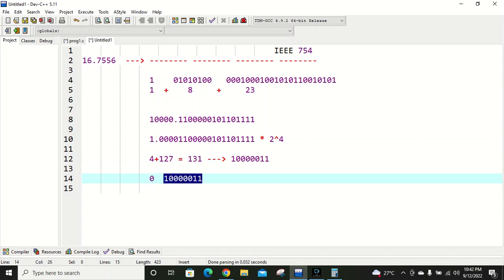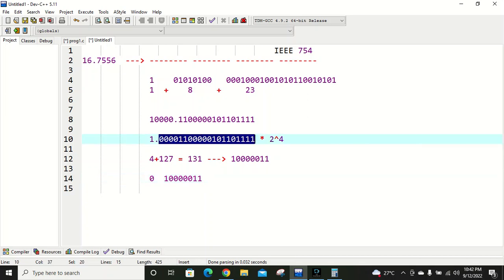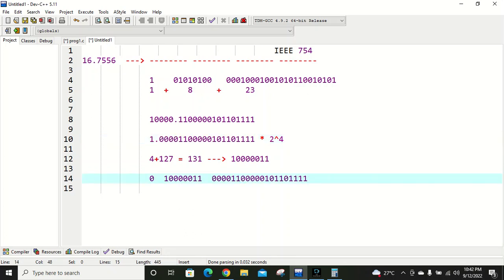Whatever the value of 2 to the power comes here after normalization, you have to add 127 to that, and whatever the value comes, convert that into binary, and that is your exponent value. And after that, what is the mantissa? The mantissa value we have to take here. So here is this value, I am taking this one and putting it as it is. So actually how many bits are there? It is 1 2 3 4 5 6 7 8 9 10 11 12 13 14 15 16 17 18 19 20 21 22 23.